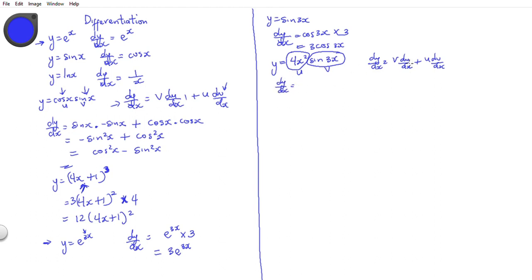Now dy/dx, write v first, sine 3x. Now du/dx, that means we're differentiating u with respect to x, and differentiating it gives us what? 8x, right? The 2 comes down to multiply, then subtract 1 from 2. So 2 times 4, 8x, then 1, which is 8x, isn't it? Good. Now plus, write u this time around, then differentiate v.